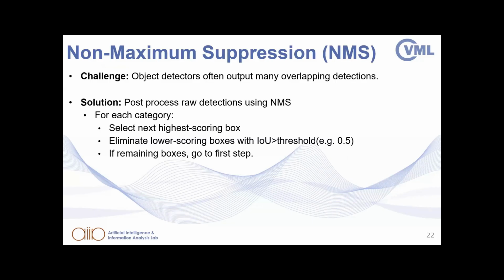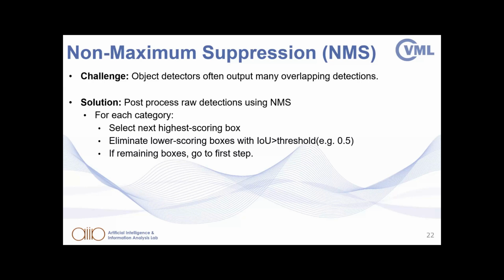Here we present non-maximum suppression, or NMS, which is a technique to refine object detection results and eliminate redundancy. When an object detector runs, it may find the same object multiple times, which creates overlapping boxes for a single object. The solution for that is non-maximum suppression, which filters these redundant detections by selecting the highest scoring box for a category and removing all other boxes that overlap significantly with it.